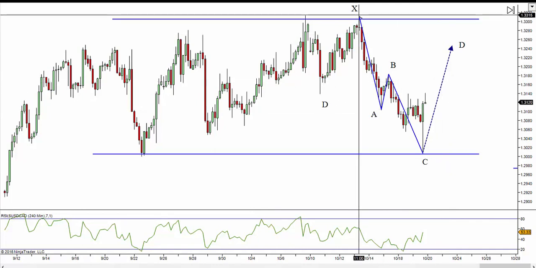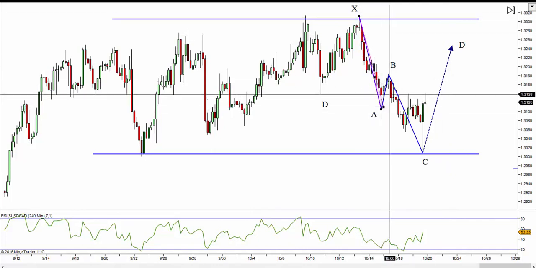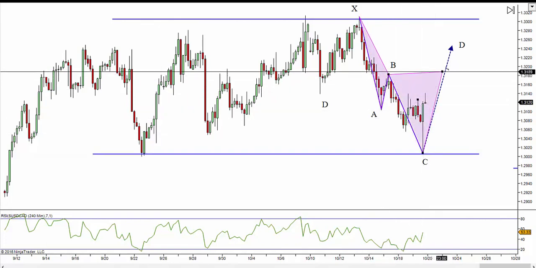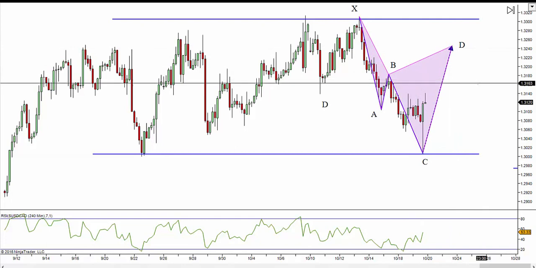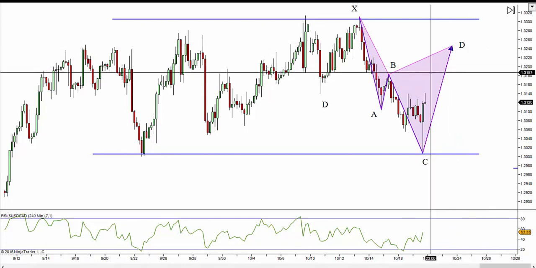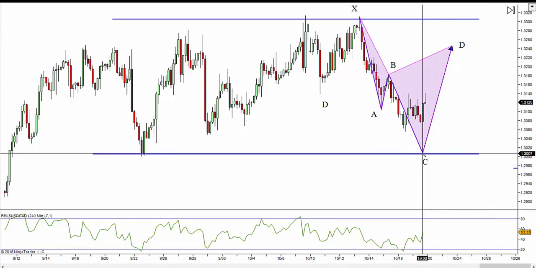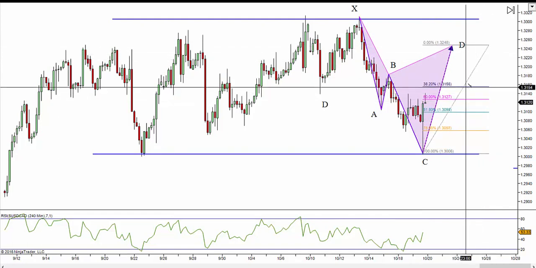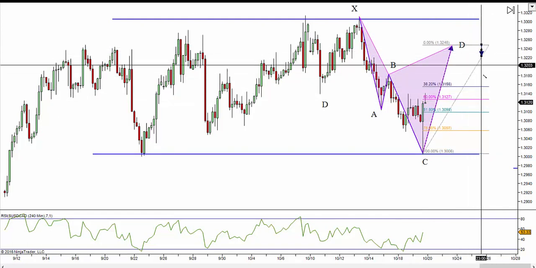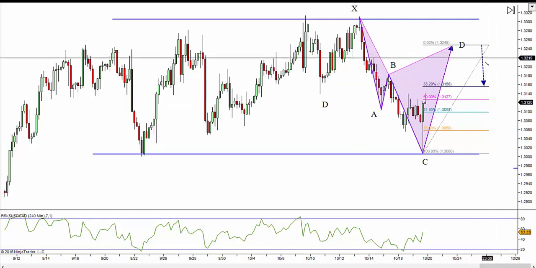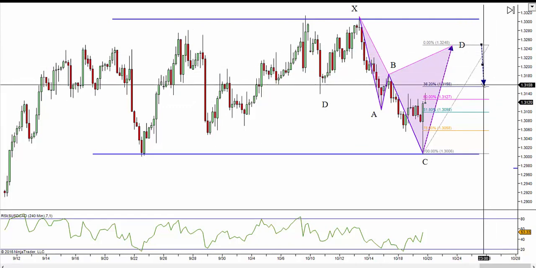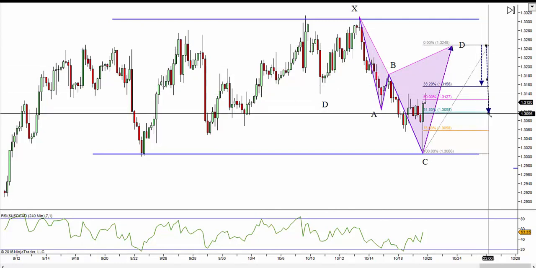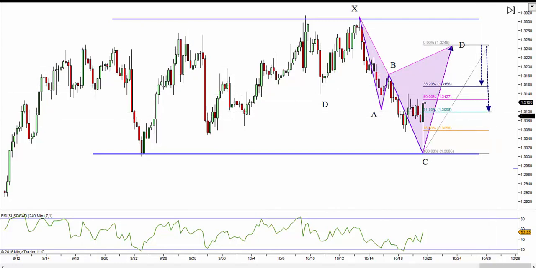So I'm going to go ahead and fill this in. X to A to B, B to C, and C to D, completing up at this level. We will look for our targets with the Fibonacci retracement from the C point to the D point, and we'd be looking down from here down to 38.2 as initial targets. And if you're someone that likes to trade two targets, you'd look for the 61.8 level.